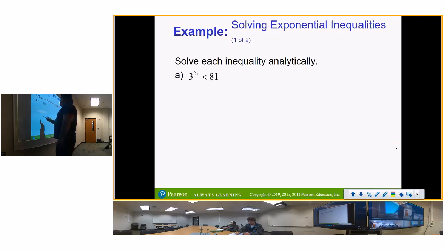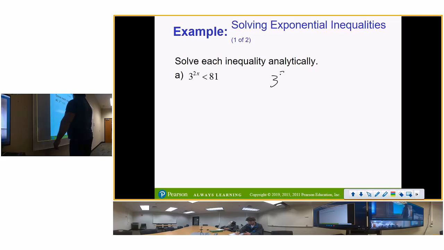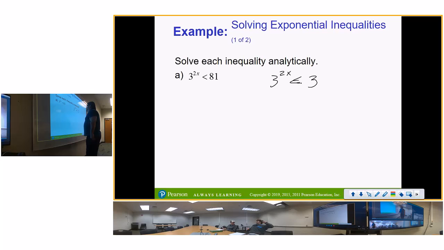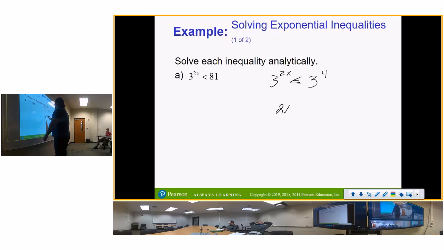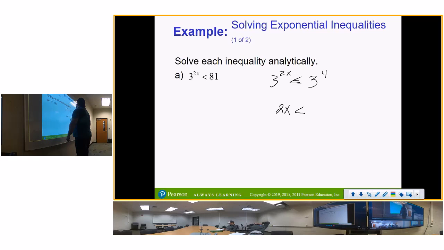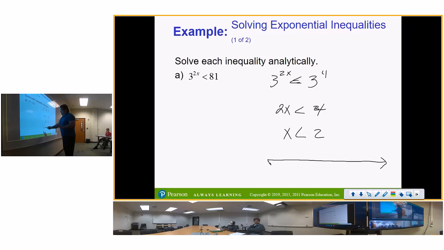So 3 to the 2x is equal to 3 to the what? I'm sorry, less than. Less than 3 to the what? 4. 3 to the 4th. So 2x is less than 3 to the 4, sorry. And x is less than 2. Now, what did I always tell you to do when you had an inequality? Always what? Graph it.